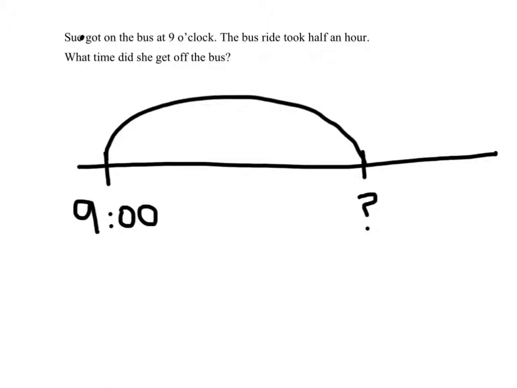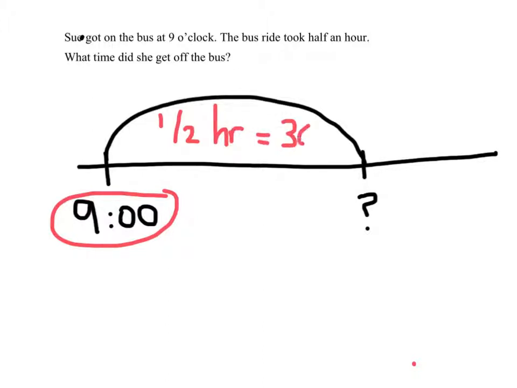Okay, so Sue got on the bus at 9 o'clock. The bus ride took half an hour. What time did she get off the bus? Well, we know the start time, that's 9 o'clock. We know it took half an hour, and half an hour is 30 minutes. Which means she got off the bus at 9:30.